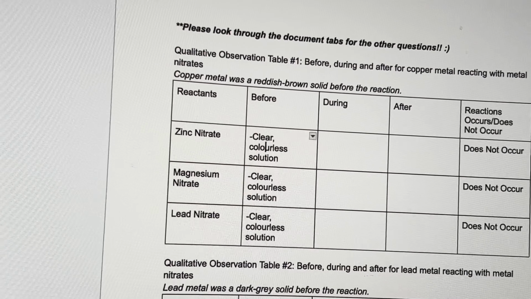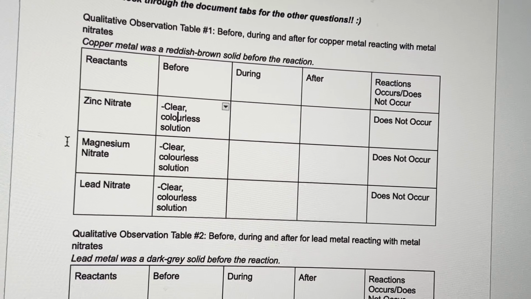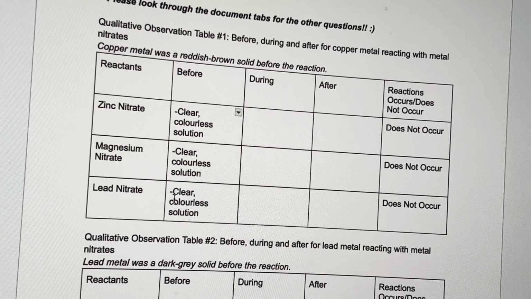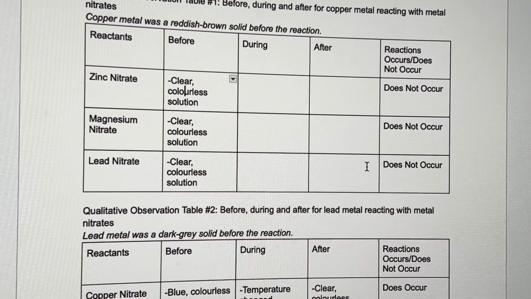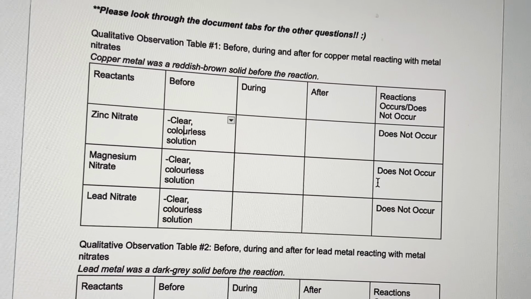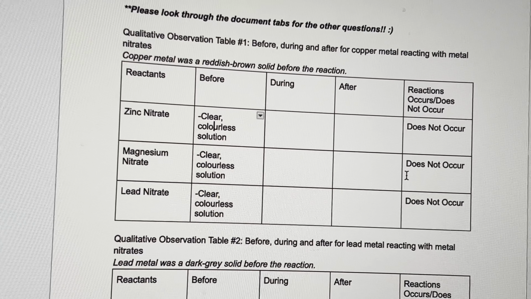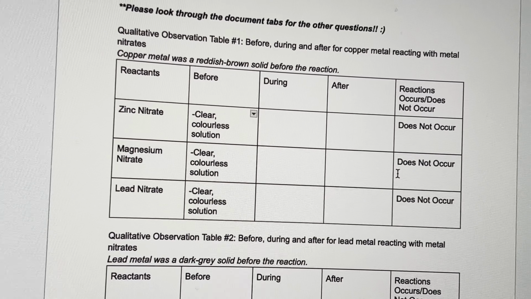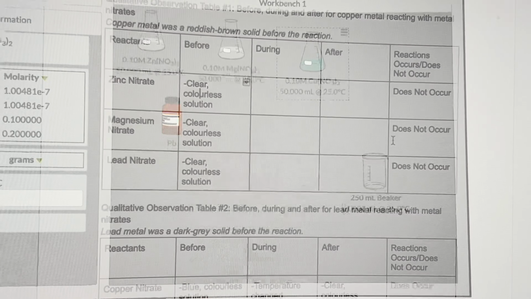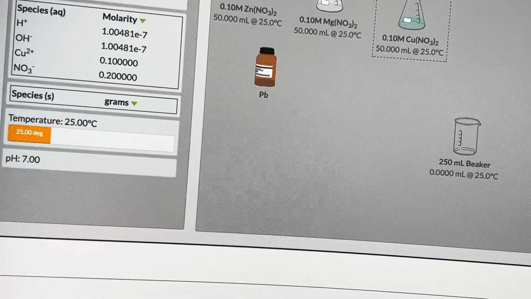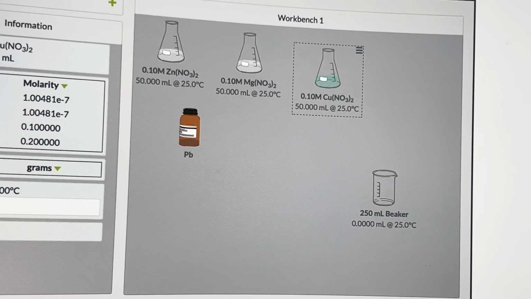Comparing that to the qualitative observation table, we started off with a clear colorless solution for lead nitrate. However, no reaction occurred. Hence, copper did not react with any of the metal nitrates, and this demonstrates that copper is the weakest reducing agent. Now we're going to test lead metal, which is dark gray in physical appearance.